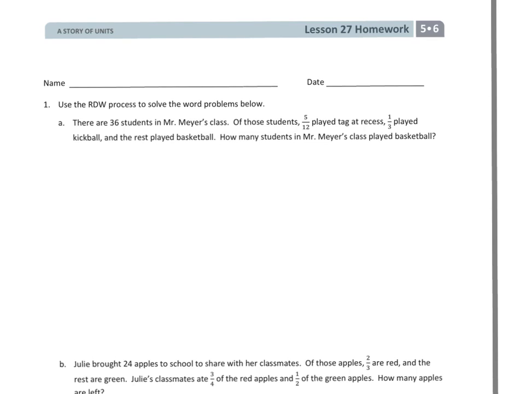Hello everyone, this is Grade 5, Module 6, Lesson 27 homework. For number 1 it says use the RDW process to solve word problems below.